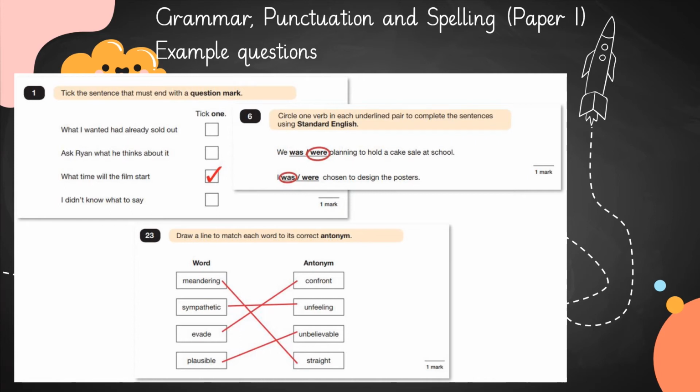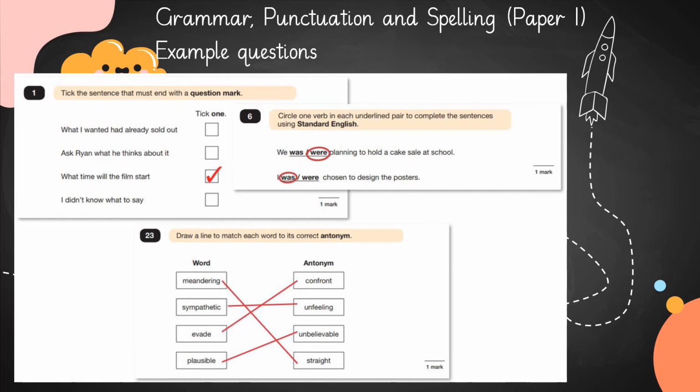spelling test, Paper 1. They might be given questions where they need to tick the sentence that ends with a question mark, or they need to circle something that's written in standard English. They may also need to draw a line to match things up, for example, synonyms or antonyms. It's really important at this point that the children strive for accuracy and they tick the quantity that they need, or they circle or underline where necessary in order to gather as many marks as they possibly can.